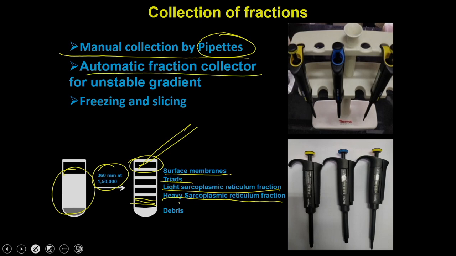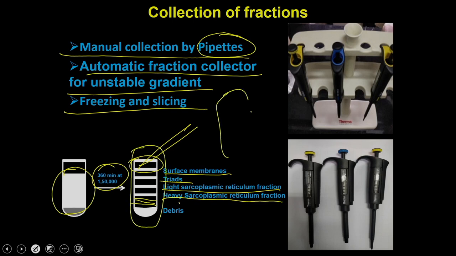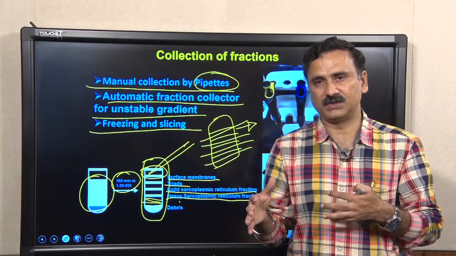Or you can use an automatic fraction collector for unstable gradients. And the third option is freezing and slicing. In freezing and slicing, suppose these are the different fractions. You freeze this, and then cut it into small slices, and then each individual slice you can remove and thaw, and that gives you the individual fractions.